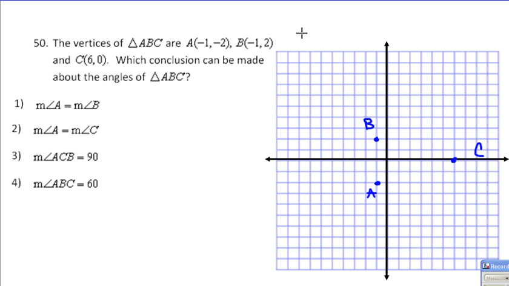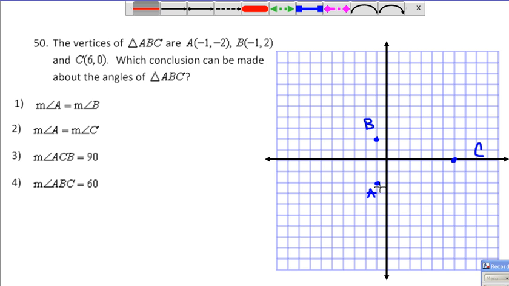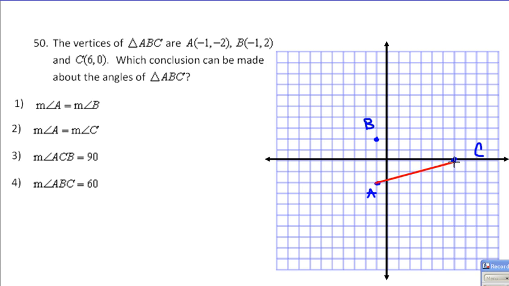It looks like already it seems to be an isosceles triangle. Alright. That means angle A and B must be congruent. Yes, that becomes our answer. Number 51.